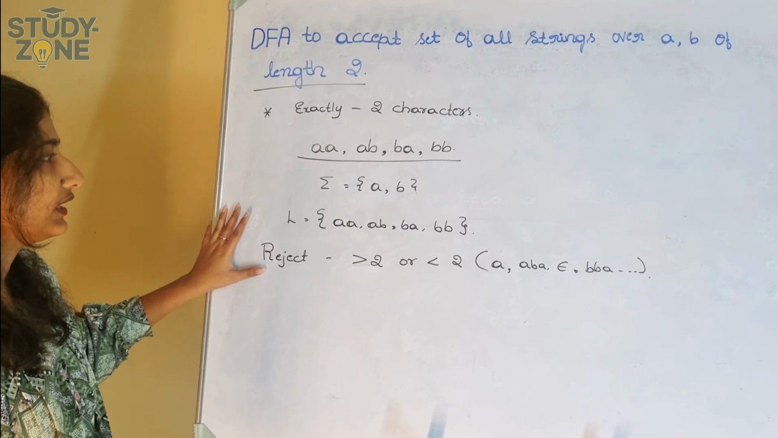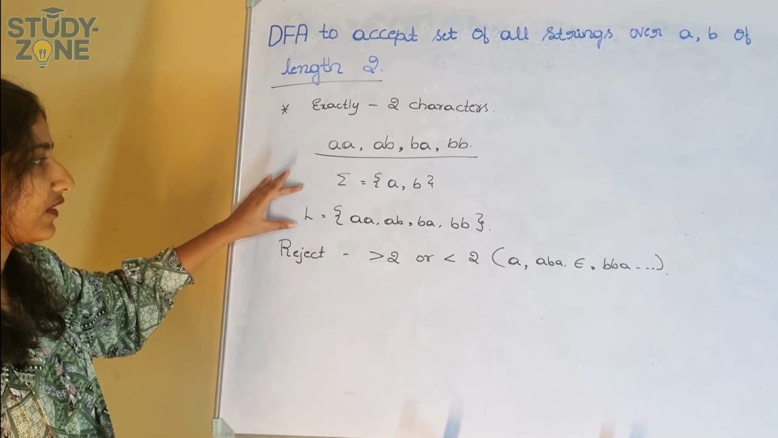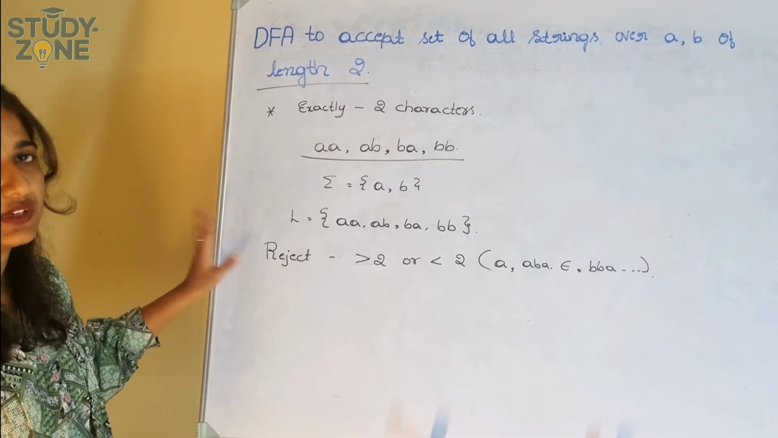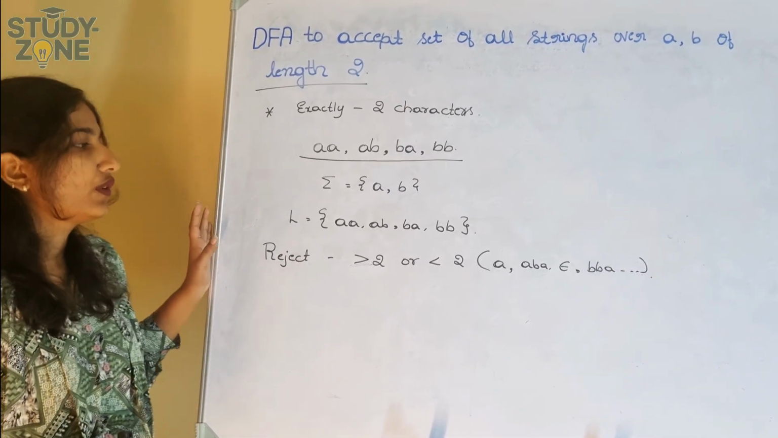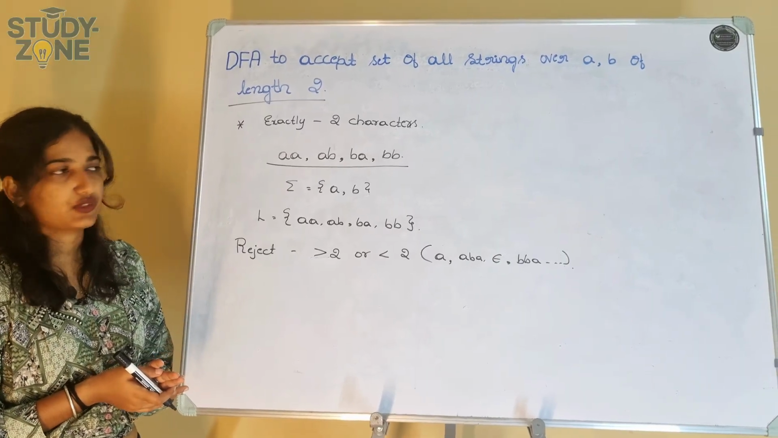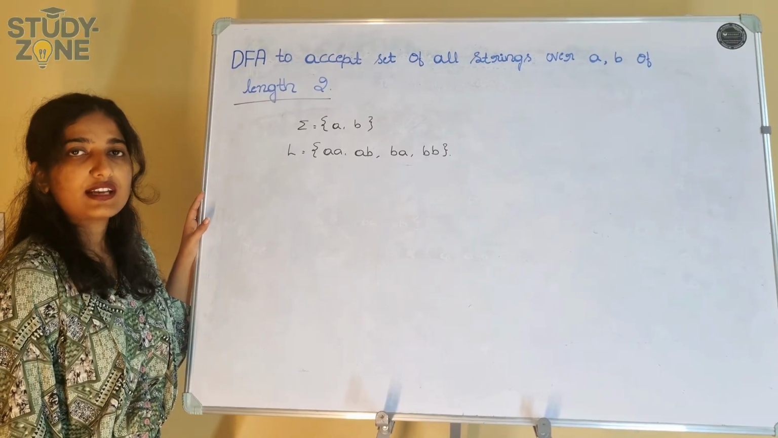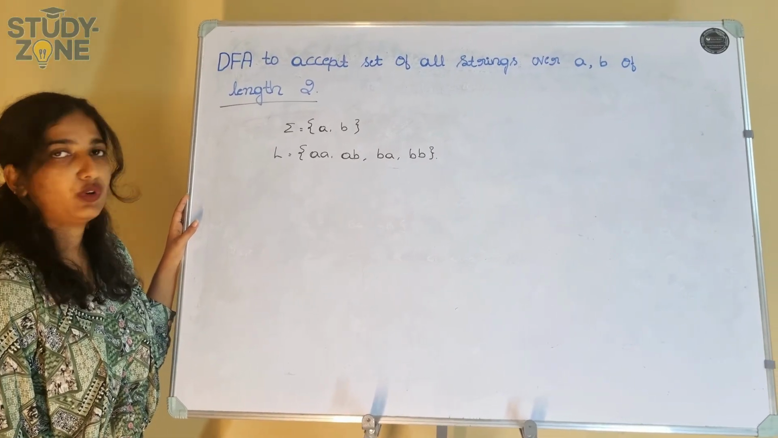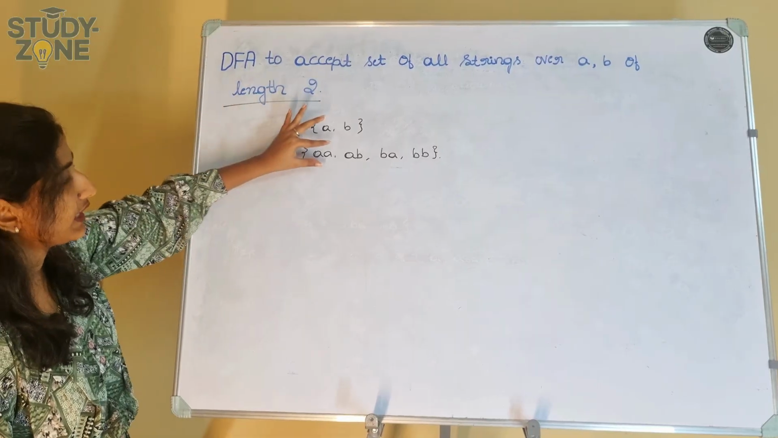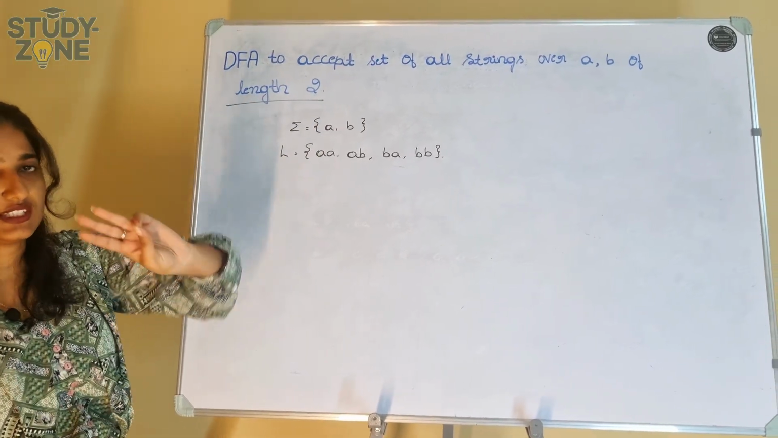These are all the basic things we should know: the language, the alphabets, and what to accept and what to reject. Now we have to write the states and then construct the DFA. So let's go through that. To write the transition diagram, we have to know about the states. Since there are 2 symbols here, we should take 3 states.